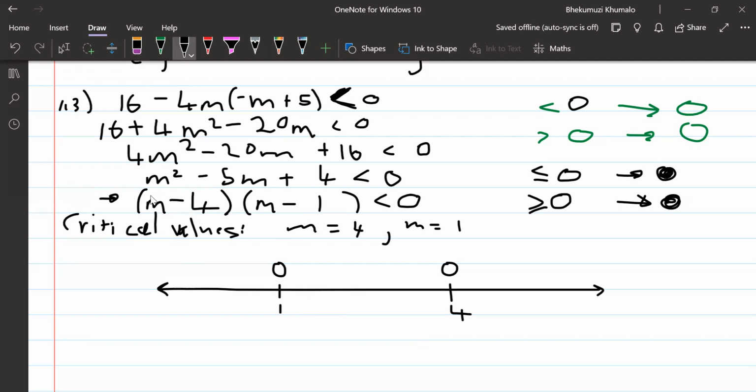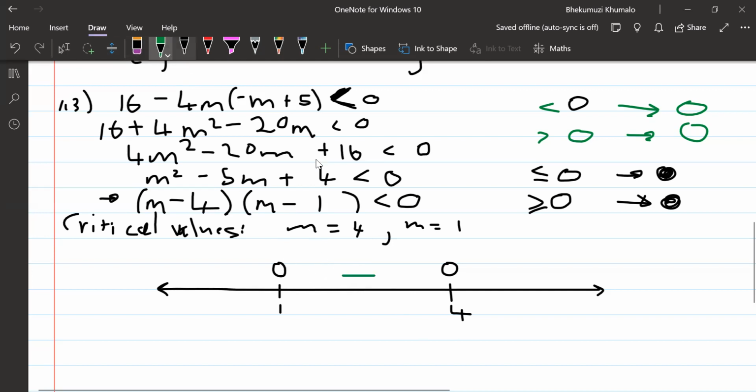Let's take 2. So if it's 2 minus 4, that would give us minus 2, right? And then 2 minus 1 would give us 1. So it's minus 2 and 1. If we multiply minus 2 and 1, that will give us what type of number? It would give us a negative number, because it's a negative number times a positive number. So it's a negative value. So what we should expect is that in between 1 to 4, it should be negative values, right? Let me use a green color.